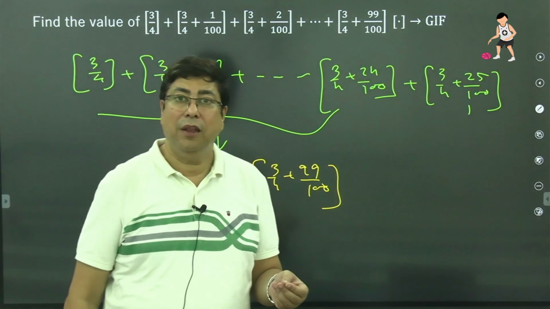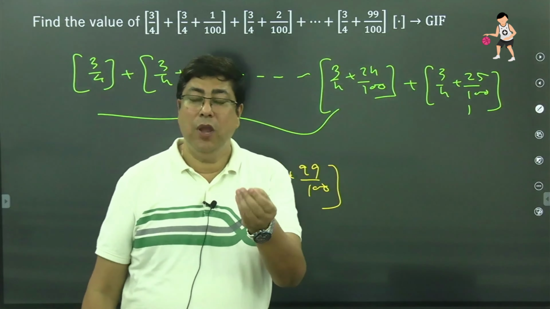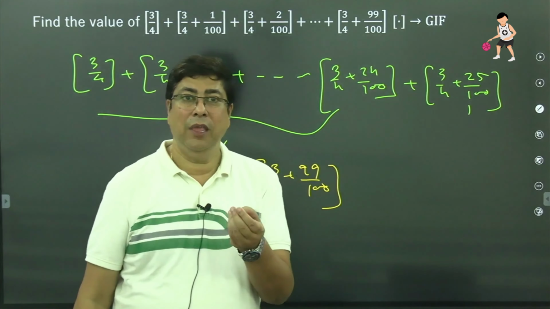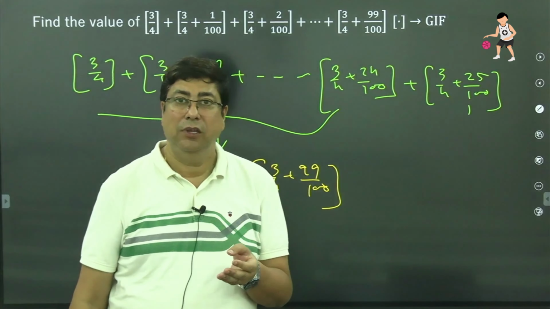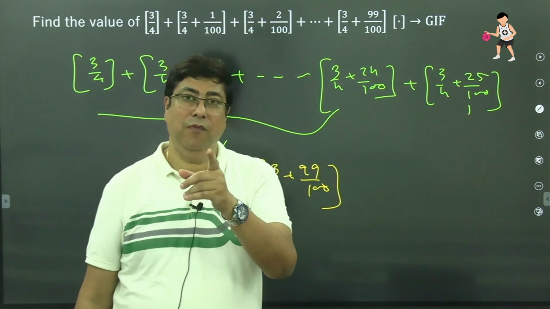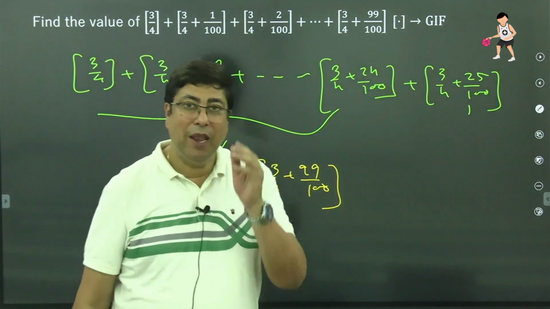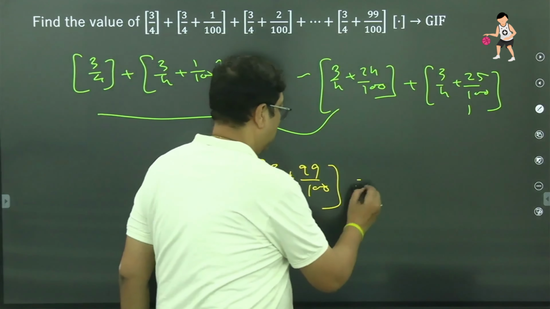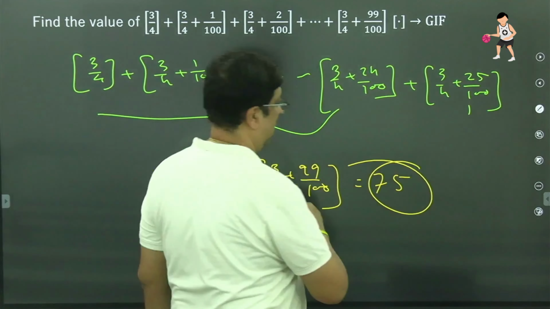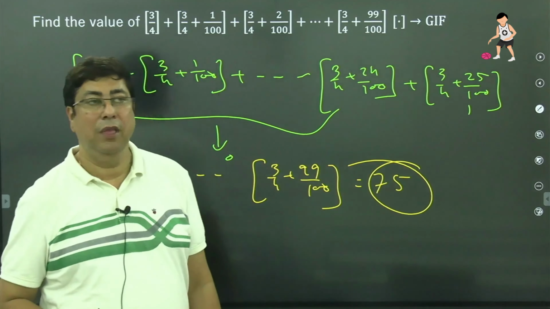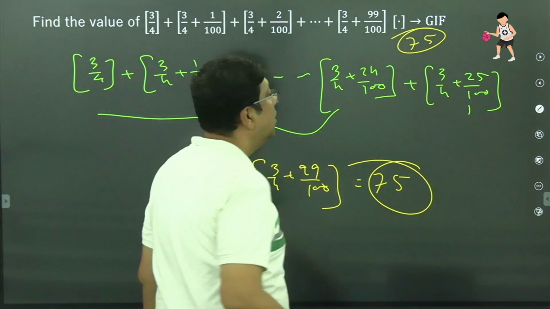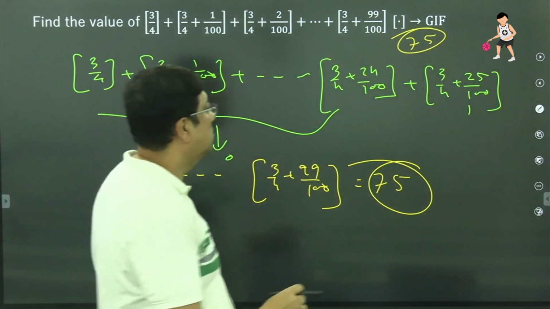how many ones are there? Just understand, 25 to 30. How many numbers? Remember, including both ends, not 5, that is 6. Similarly, we can say 25 to 99, there are 75 such numbers. So the answer is coming to be 75. I think you have understood the thing. Let's go to the next concept.